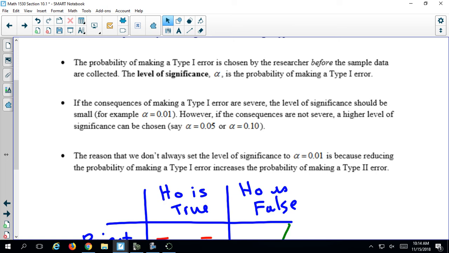And how do you choose which one? Usually you choose based on the consequences of making a type 1 error. If the consequences of making a type 1 error are high, then you make the significance level low, like 0.01. If the consequences of making a type 1 error are low, then we can raise that significance level higher, and then that'll help us not make as many type 2 errors.